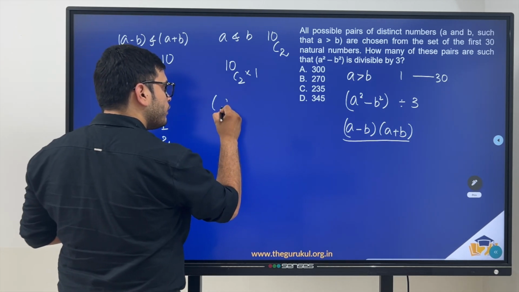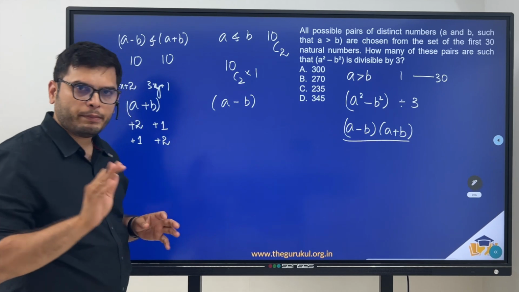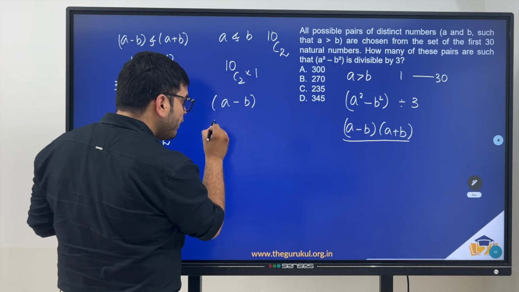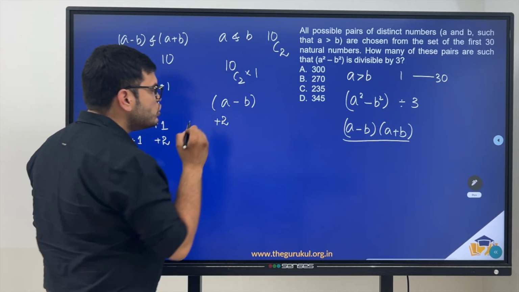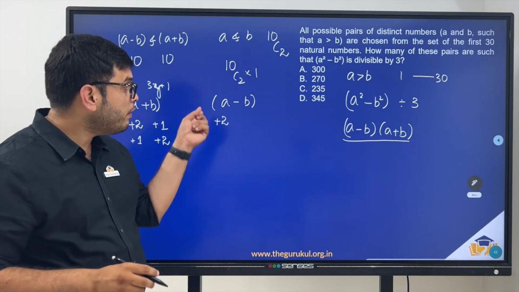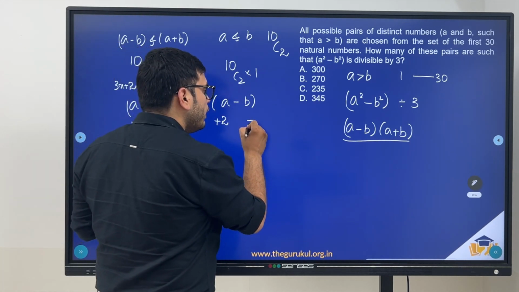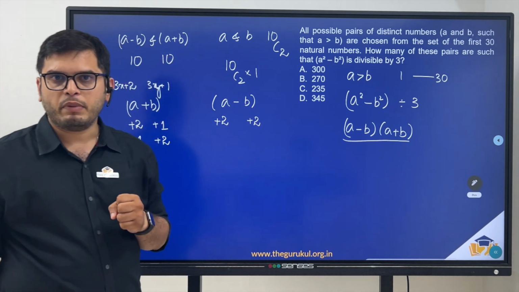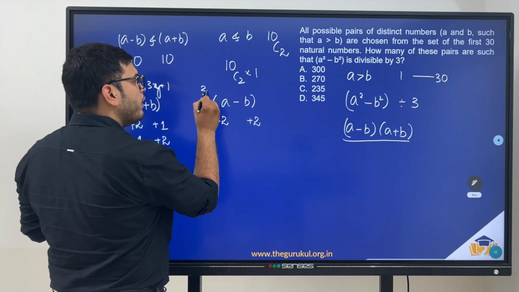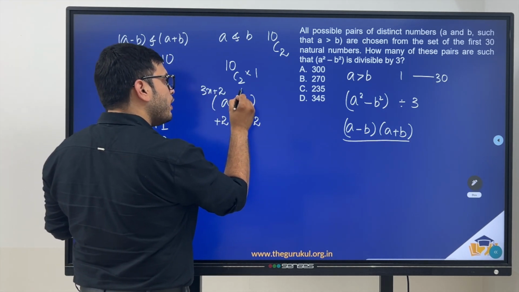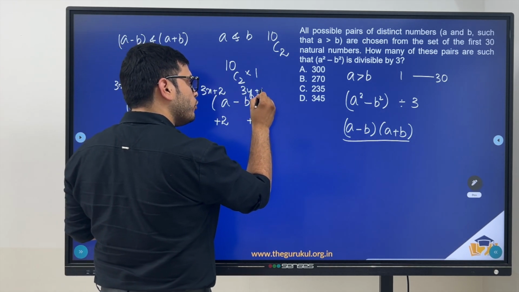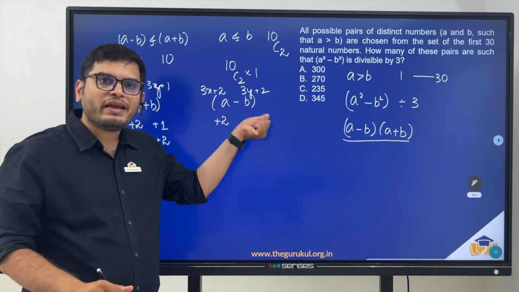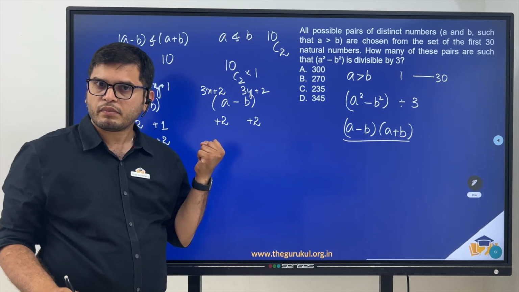Now, similarly, for A minus B to be a multiple of 3, if A is a number which leaves a remainder of 2 when divided by 3, then B should also be a number which leaves a remainder of 2 when divided by 3. For example, if A is in the form of 3x plus 2 and B is in the form of 3y plus 2, then what do we have? 3x minus 3y, which is a multiple of 3, right?